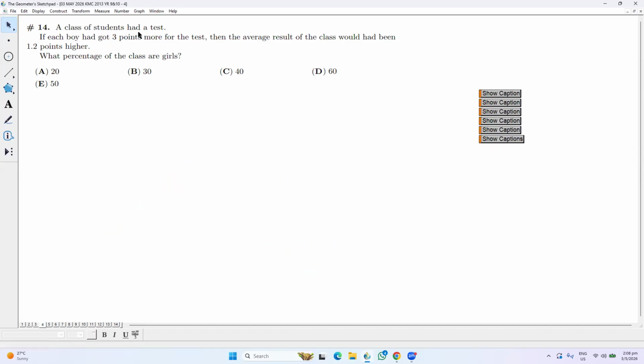A class of students had a test. If each boy had got 3 points more for the test, then the average result of the class would have been 1.2 points higher. What percentage of the class are girls? Let's try to form an equation. Let each boy get X points. Let the number of boys be B, and the number of girls be G.